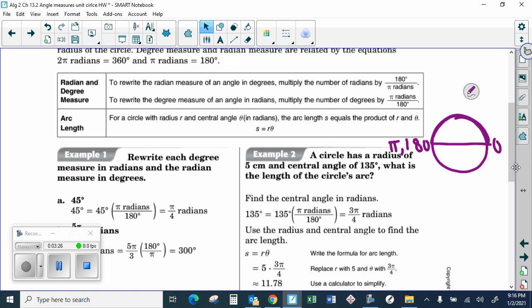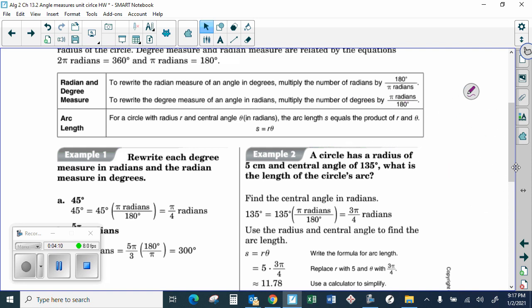Okay, so to rewrite the radian measure of an angle in degrees, multiply the number of radians by 180 over pi radians, because then the radians will cancel out and I'm left with degrees. If I want to go from degrees to radians, it's just that 180 and pi are the same. That's why it's like multiplying by 1, because 180 degrees equals pi radians. So if I want to change from degrees to radians, I put degrees in the denominator, so they cancel out degrees and degrees. I take the number, multiply by pi, divided by 180, and then my units are radians.